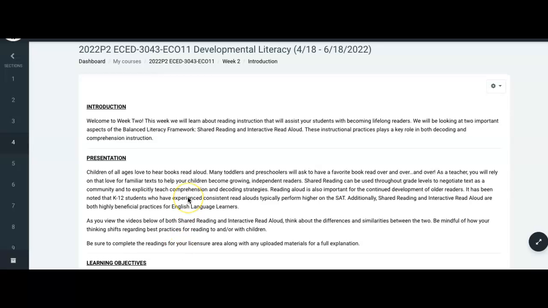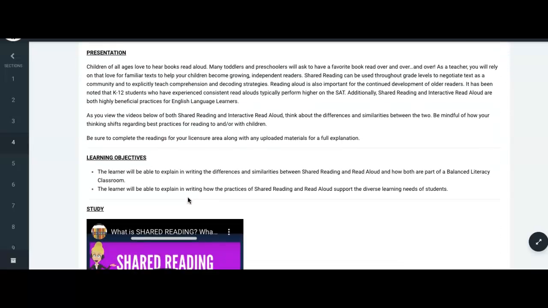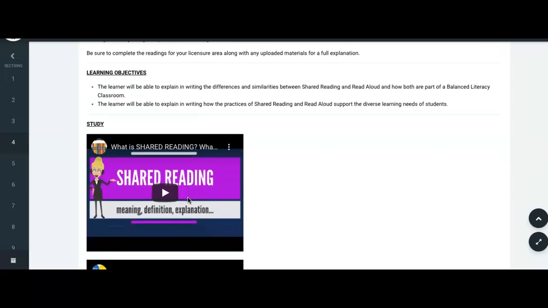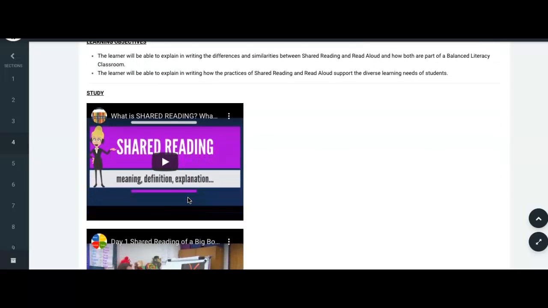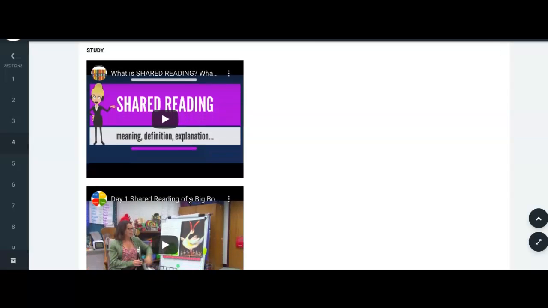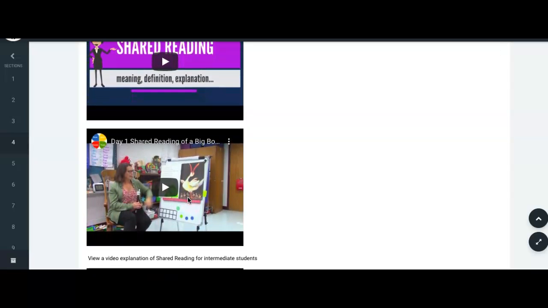As you view the videos this week of shared reading and interactive read aloud, think about the differences and the similarities between the two. Be mindful of how your thinking shifts regarding best practices for reading to and/or with children.